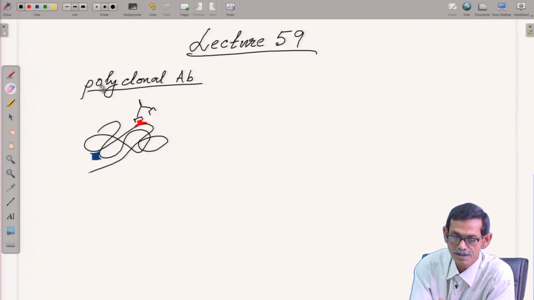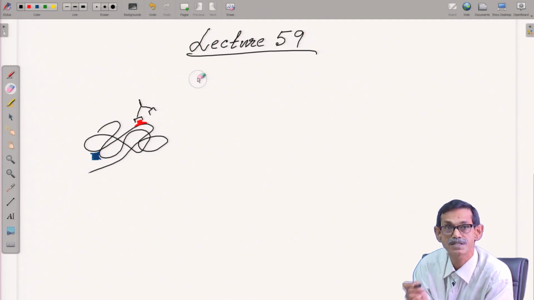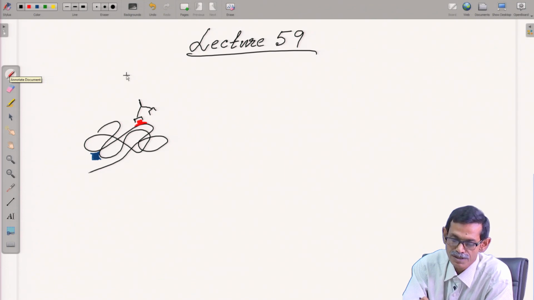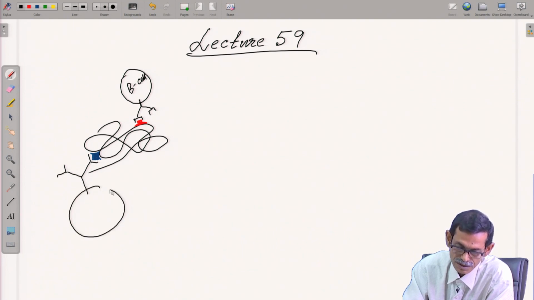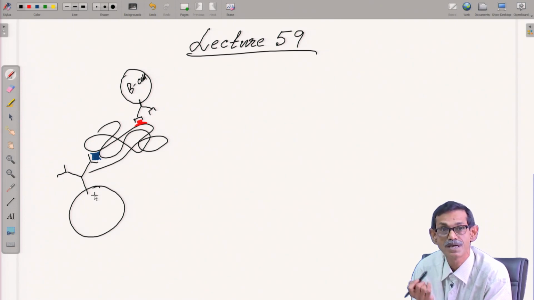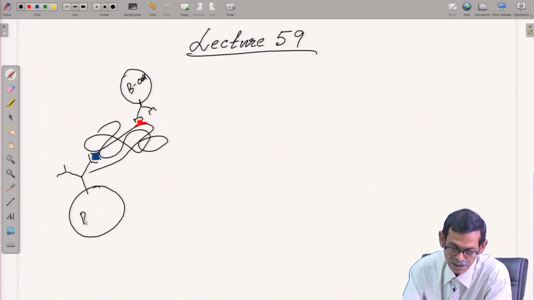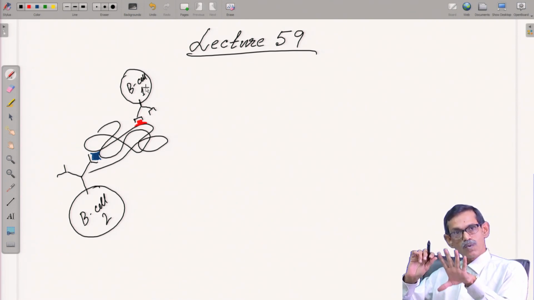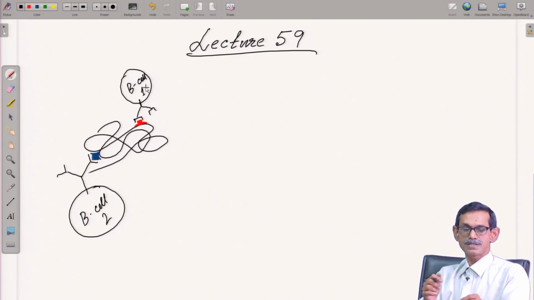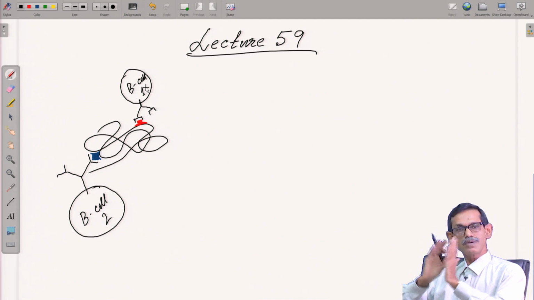Now, I am discussing the polyclonal antibody. So this is a B cell, and another antibody will be like this, which is again attached to it. So this is again a B cell receptor. First the epitope will be recognized by the B cell. So this is another B cell. Suppose this is B cell 2 and this is B cell 1. I am considering one B cell reacting with the red epitope, and another B cell 2 reacting with the blue epitope. What will happen?